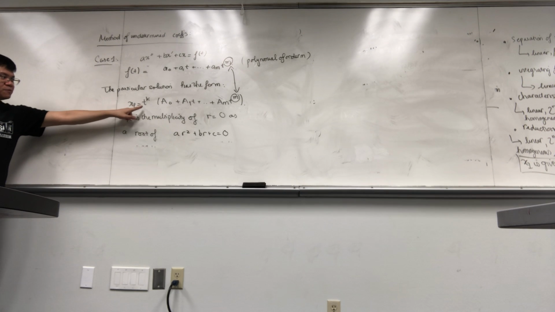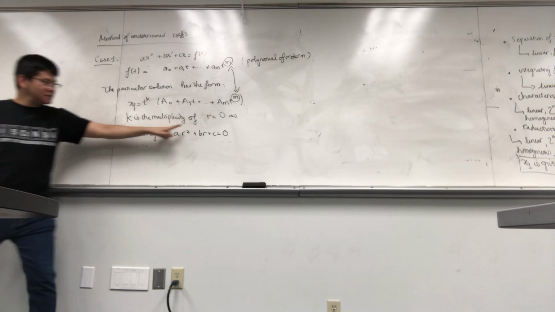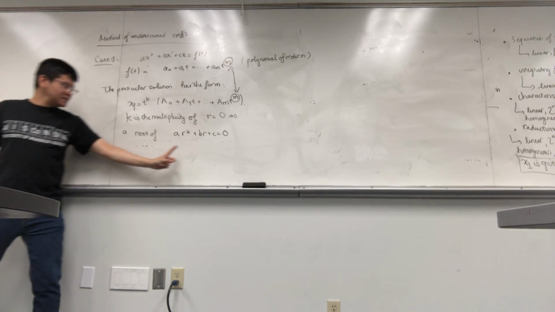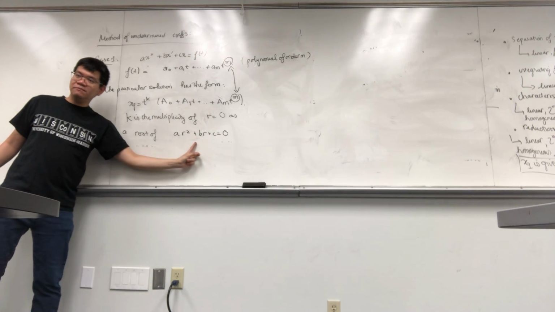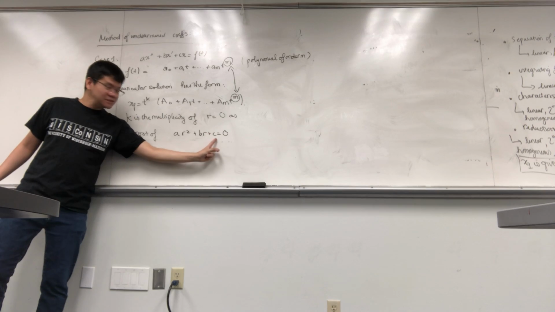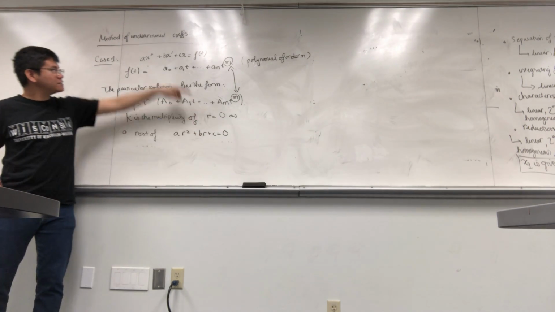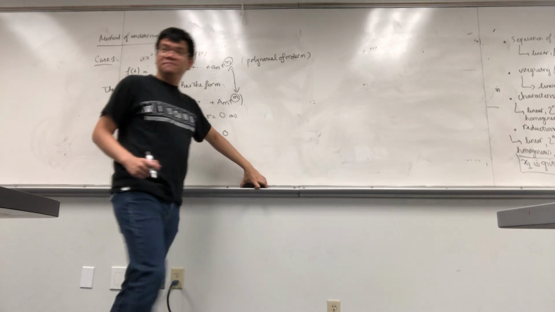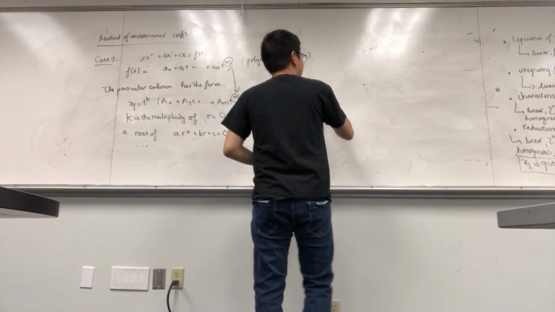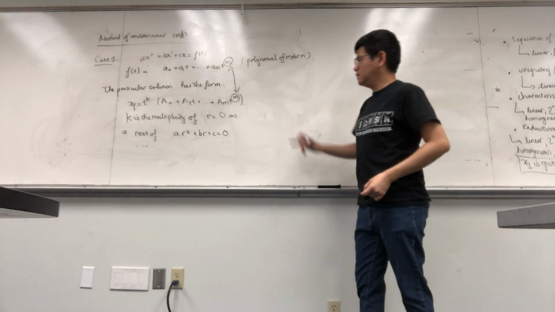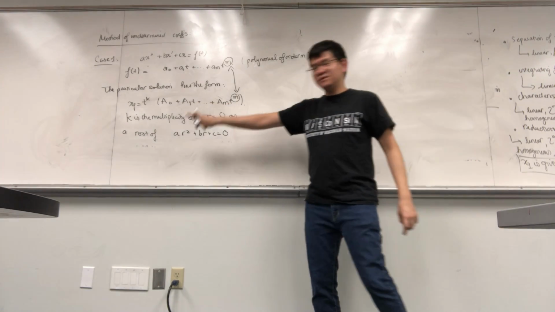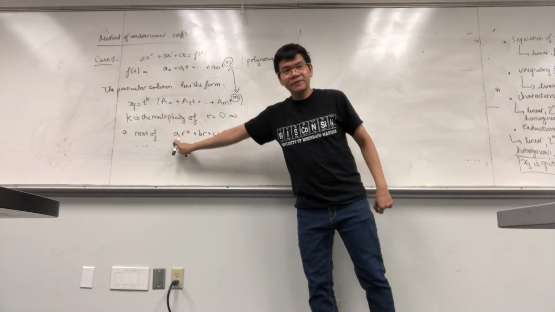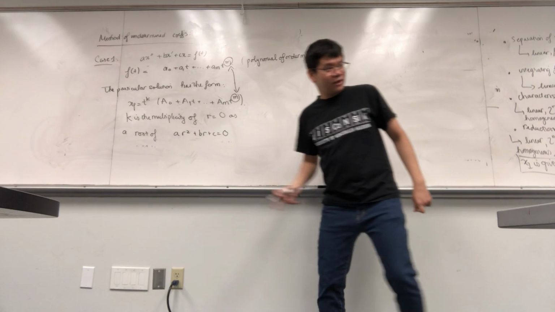And the next term is this t to the k. The k here is the multiplicity of r equal to 0 as a root of ar squared plus br plus c equals 0. So this is the characteristic equation of this equation. So what is the multiplicity? The multiplicity is the number of times that r appears in this polynomial as a root, right?